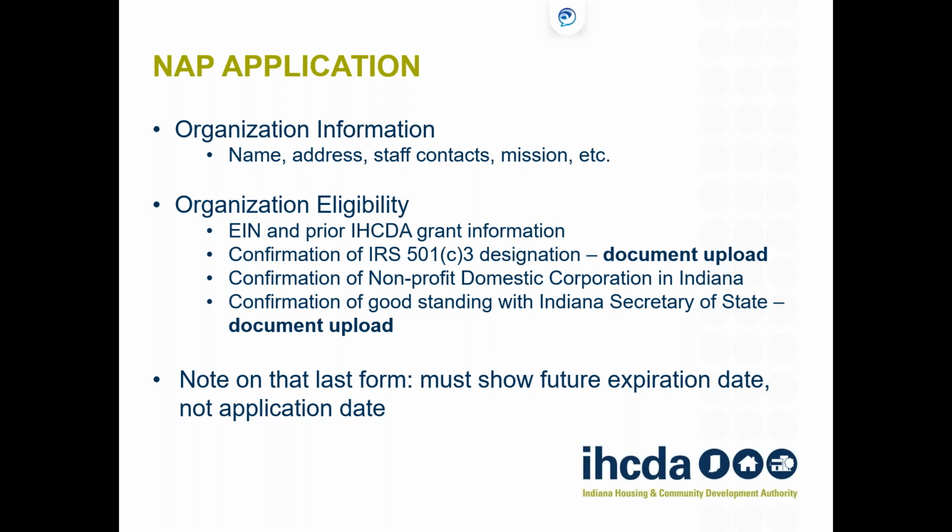And the next section is asking for information to make sure that we can ensure that your organization is eligible to receive any funds from our agency, not just NAP credits. As a state agency, we can really only work with agencies that are designated 501c3 organizations and that have good standing with the Indiana Secretary of State. So to help us confirm those, we are asking you to upload your most recent 501c3 designation letter, and then also a copy of a document from the Indiana Secretary of State's website.